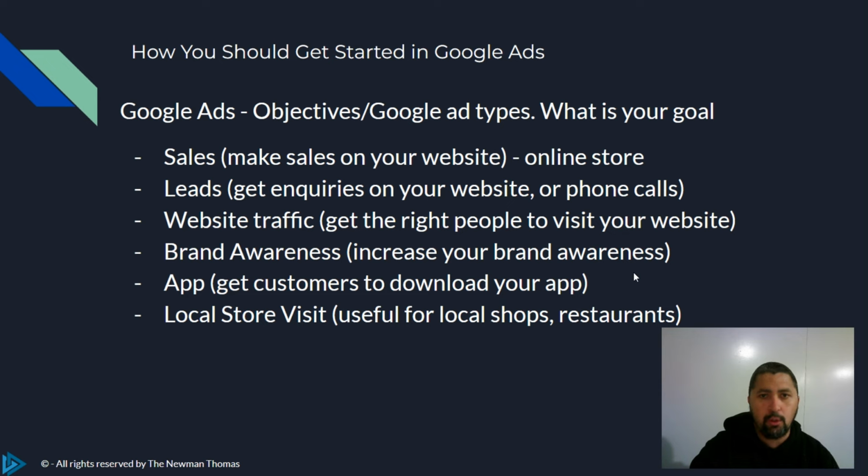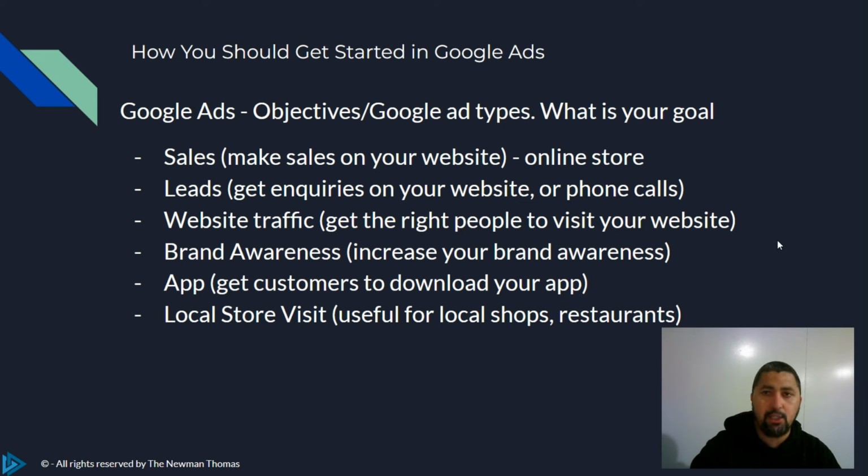So let's look at the very first one. What is your goal for your business? And this is what we call the Google ad types, or what is the objective for your business. The first Google ad type is sales. Do you want to make more sales on your website with your online store or your e-commerce platform? So sales becomes quite useful for people that are selling products on their website. The second one is leads.